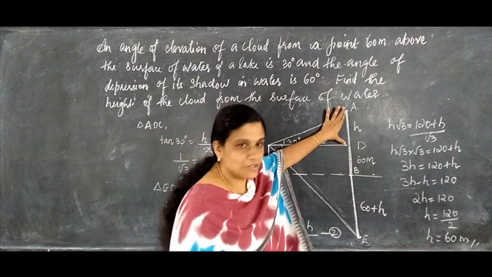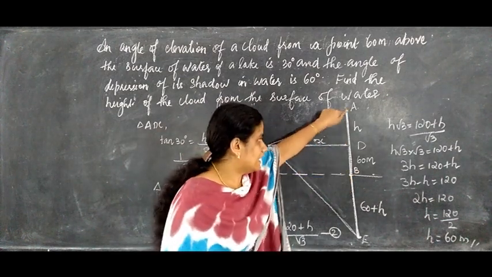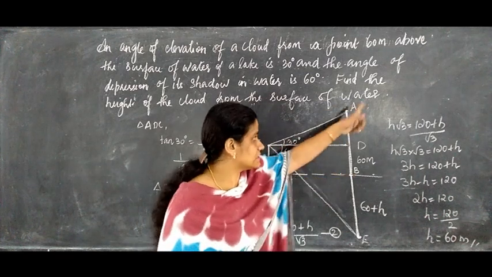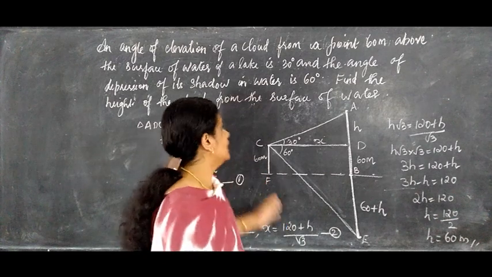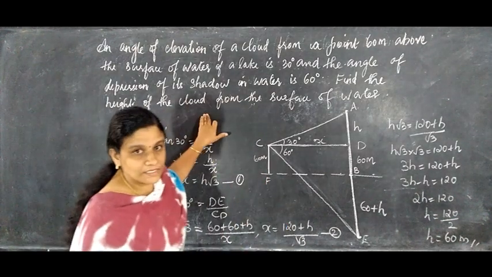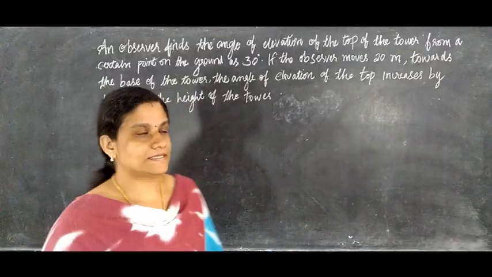So you got H is equal to 60 meter, is it? Now what is AB? AB is AD plus DB, that is 60 plus 60, 120. Therefore, the height of the cloud is 120 meter. Is it clear? Next question.